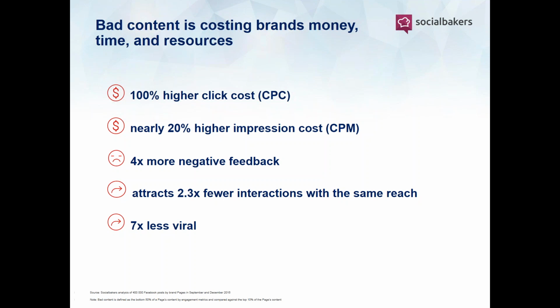So it's extremely important to know the definition of good and what is not so good. Another point is that there are 2.3 times fewer interactions with the same reach on bad content. And it's also 7 times less viral than good performing content.